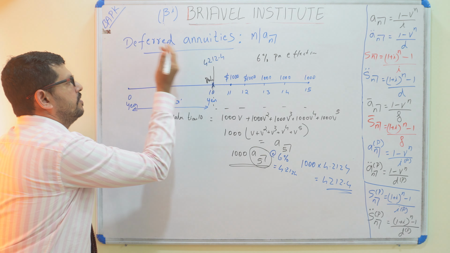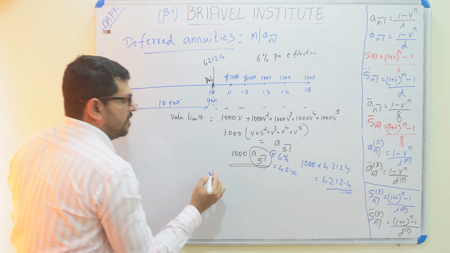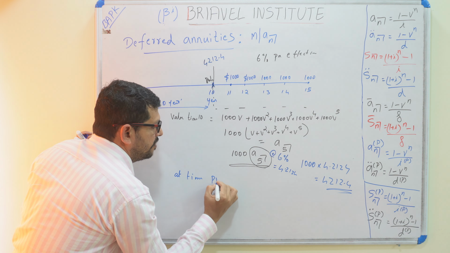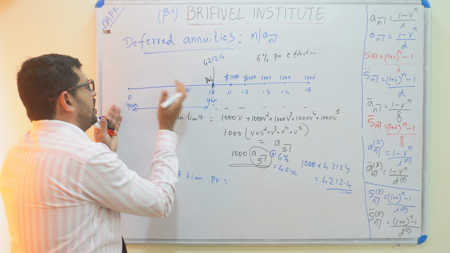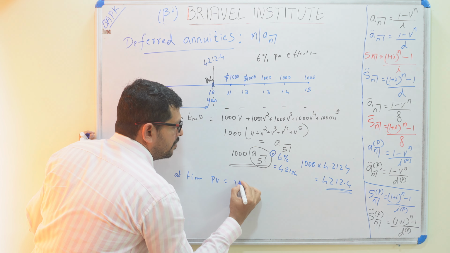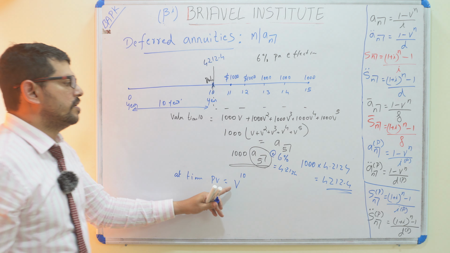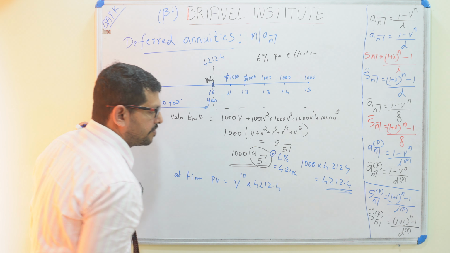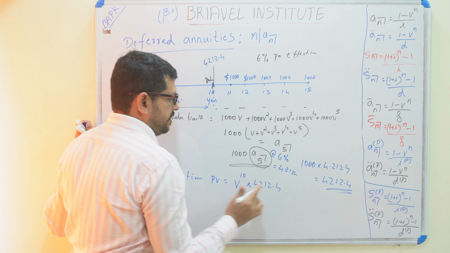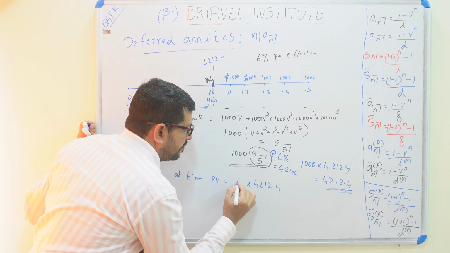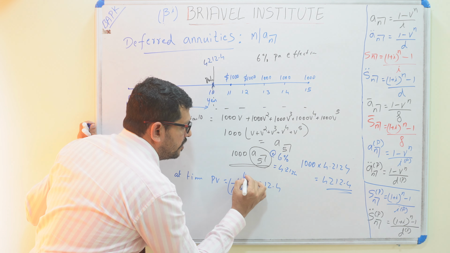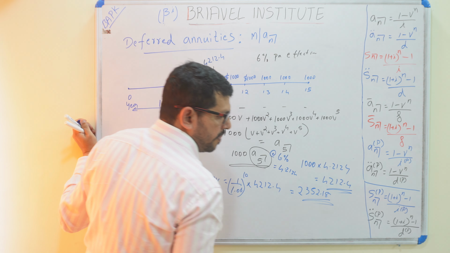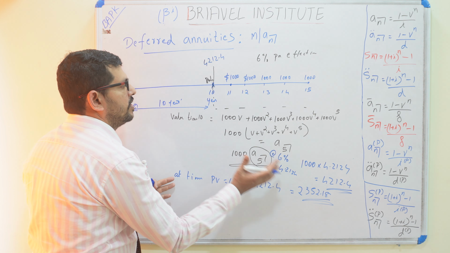So this entire value, to bring it to time 0, we have to multiply it. At time 0, my present value is this entire value taken to time 0. So I have to multiply with v raised to 10, at i equal to 6 percent interest. We can write v raised to 10 as 1 divided by 1.06, all raised to 10. So we will get the value 2352.18 something. So this is the way we are finding the answer.